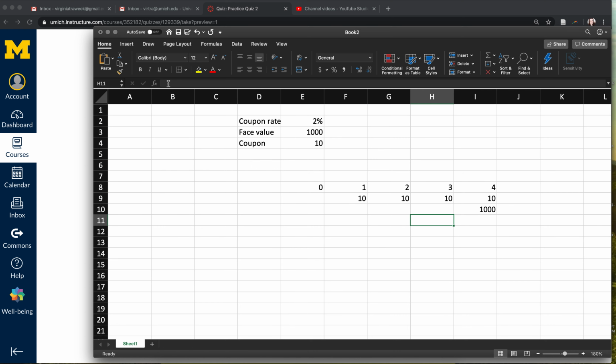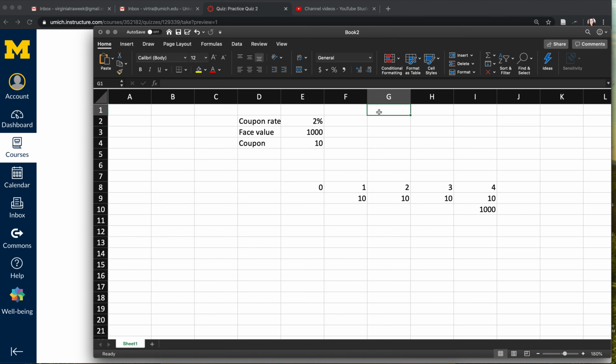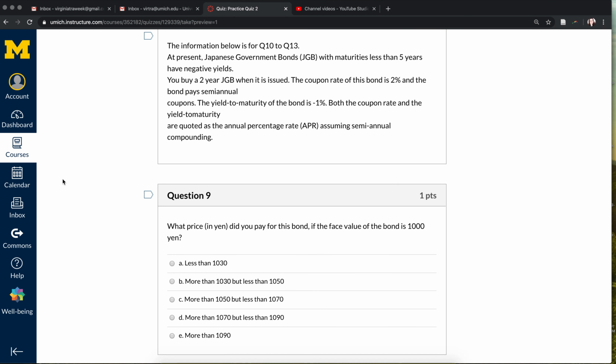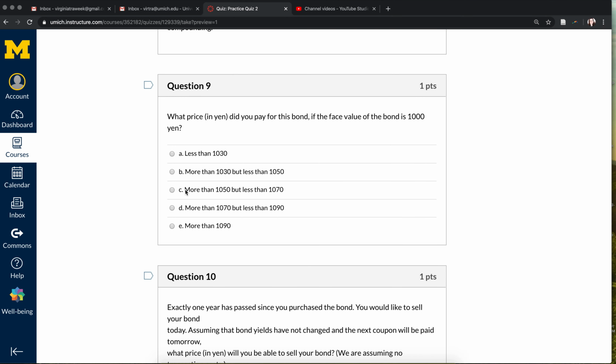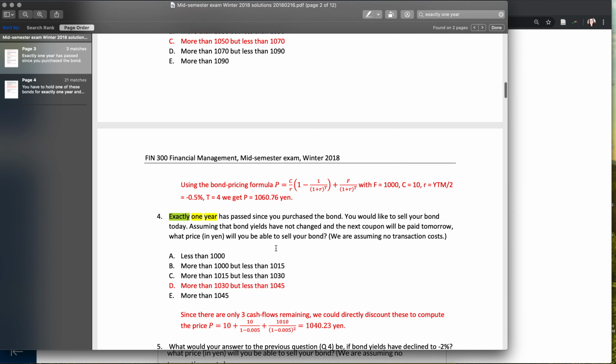And here we'll get $1,000. So the question is, if the yield to maturity is minus 1%, what is the price? Well, the effective semi-annual rate is going to be that divided by 2. There's a lot of ways you can do this, but let's just do price equals PV, rate, number of periods is 4, payment is 10, face value is 1,000. 1,060, which should be answer C.